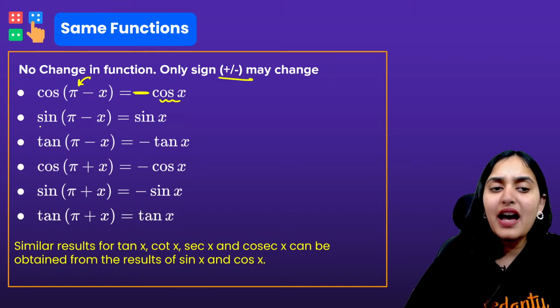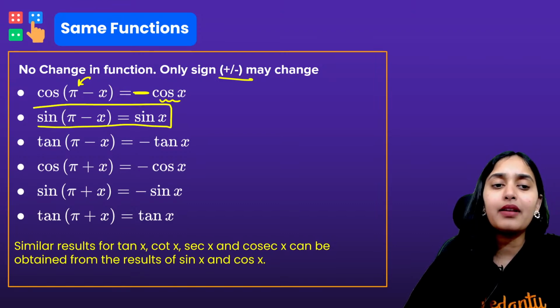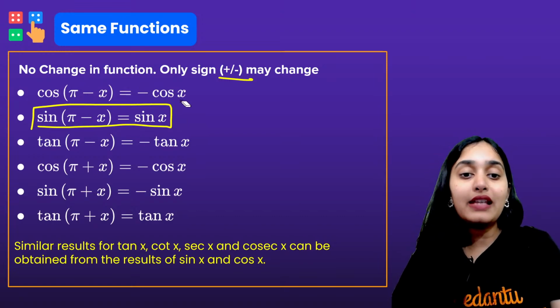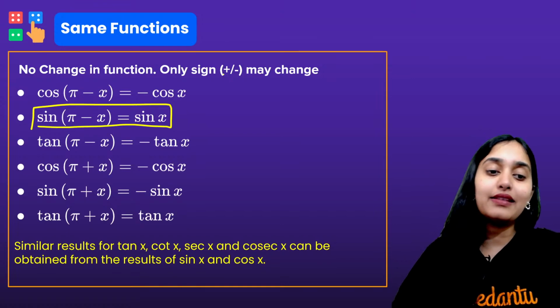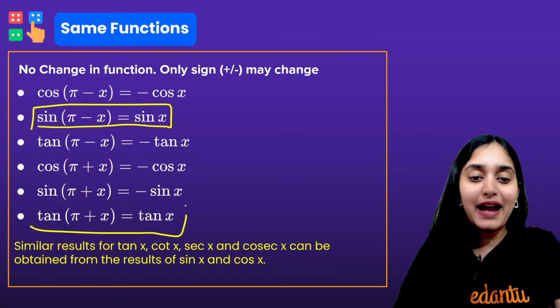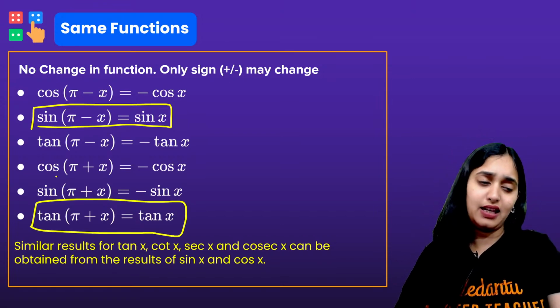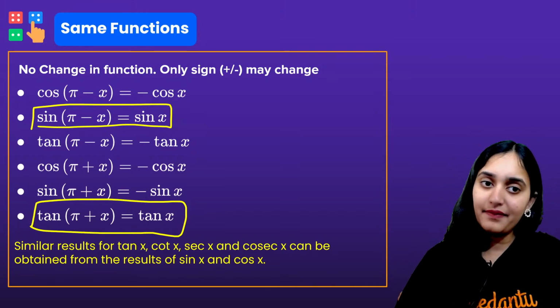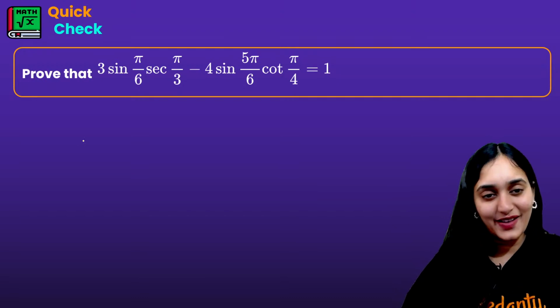Now which are positive? Let's remember them. Remaining negative. Simple, easy to remember. So sine pi minus x is sine x, tan pi plus x is tan x, all other remaining negative. Clear? Let's do a question on that.